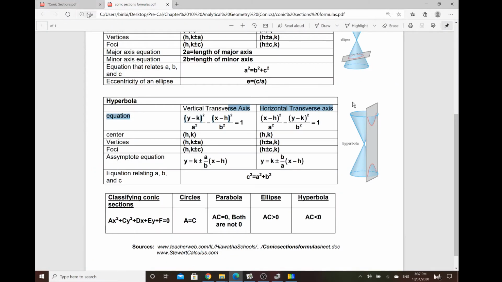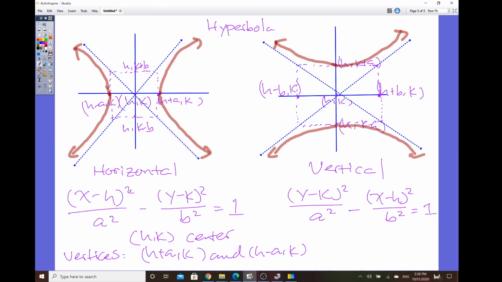The way to find the slant asymptote for the horizontal one is y equals k plus or minus b over a times the quantity x minus h. For the vertical one, it's quite similar: it's also k plus or minus, but instead of b over a, it's a over b, times x minus h. The reason is that we flip the position of a and b. For the horizontal one, we start with a underneath the x, and for the vertical one, we start with a underneath the y. Again, h comma k is still considered the center.